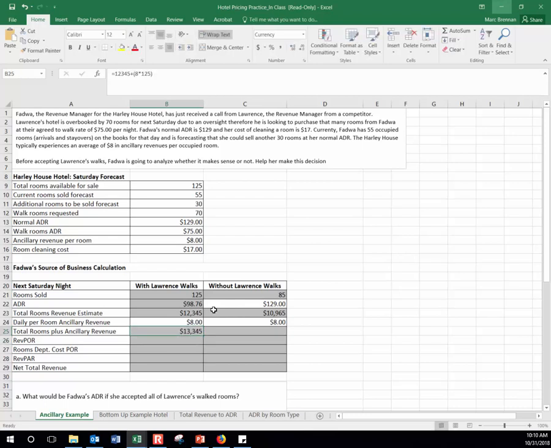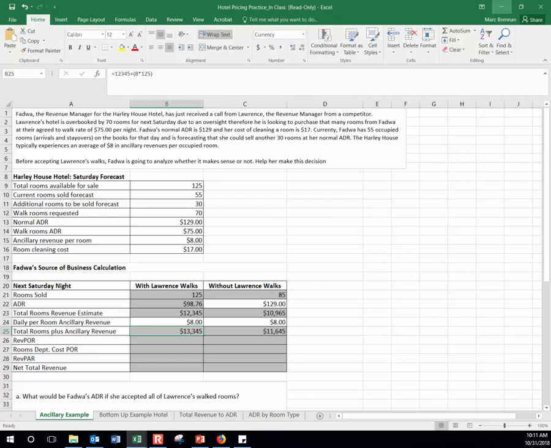So we would have $13,345 in total revenue. Now if we do the same here, and we add our $10,965, which is our rooms revenue estimate, and we're going to add in the $8 that we get for each room times the number of rooms that we would have sold, if we don't take these walks. So $11,645 would be our total revenue for that moment.